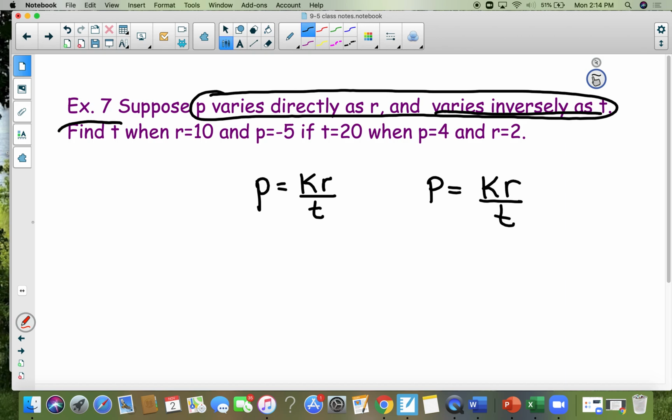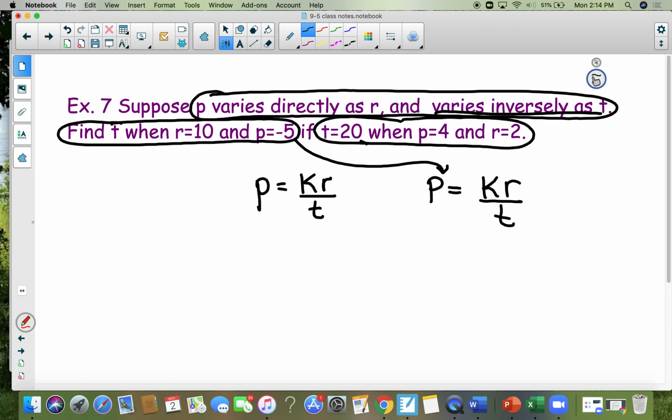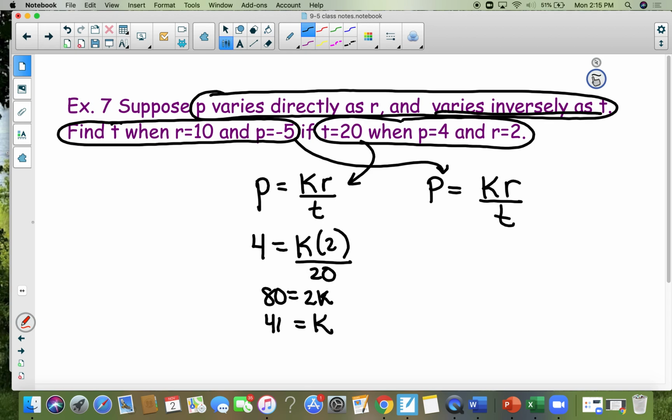And it says to find T when R is 10 and P is a -5. I know that one needs to go here, and the last one needs to go here, because we always have to find the K first. So P is 4. We need to find the K, and the R is 2, and the T is 20 on this one. Multiply both sides by 20, you get 80 equals 2K. So K is equal to 40 in this problem.